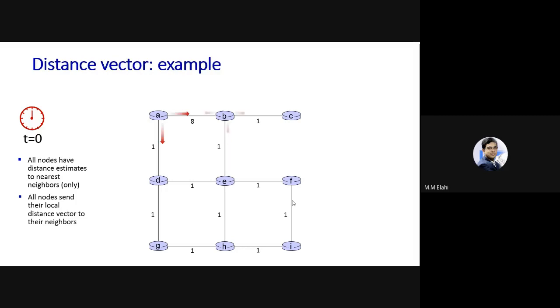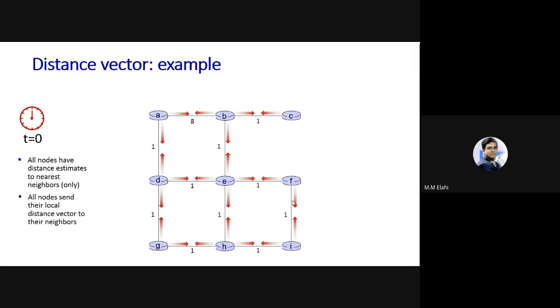So A will send to B and D. See, D will send to A, E, and G, right? E will send to all its neighbors. How many neighbors does E have? How many neighbors? Tell me. How many neighbors does E have?